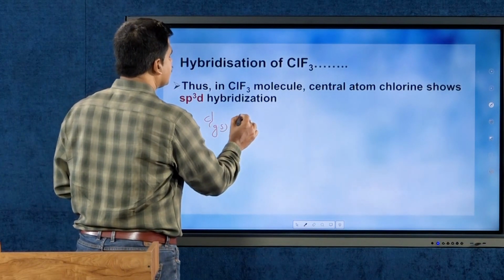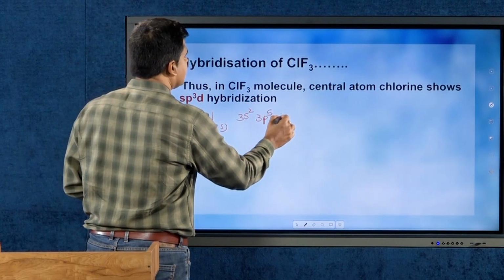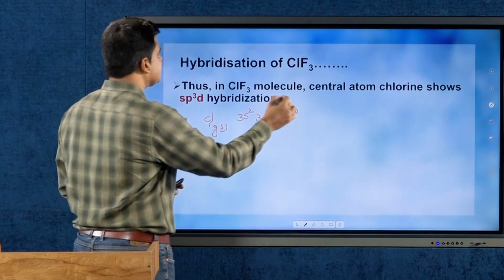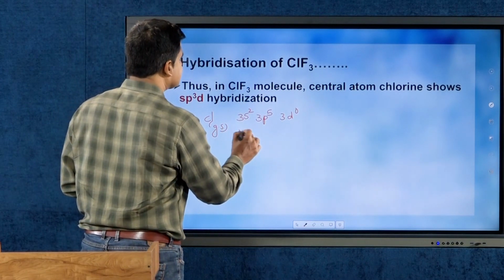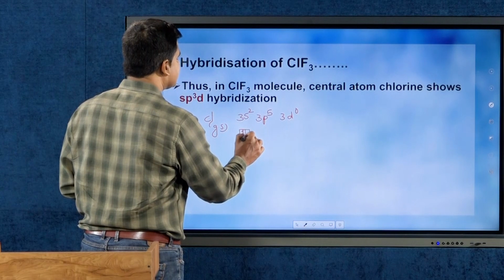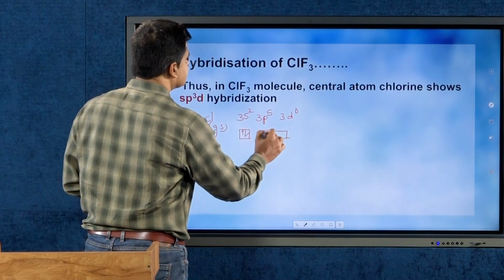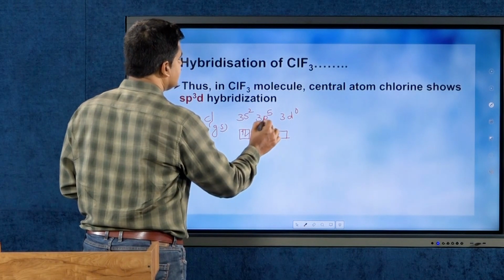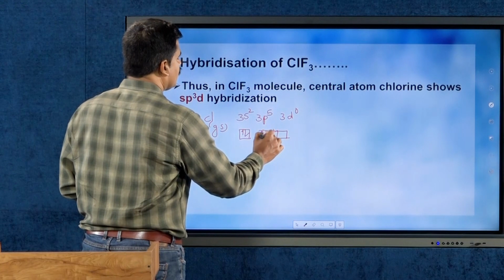The outer shell configuration will be 3s2, 3p5 and 3d0. This will be the ground state electronic arrangement of the chlorine atom, and whenever it is represented in box-wise notation, this is the 3s orbital. So, 2 electrons are there. There are 3 p orbitals, namely px, py and pz. There are a total of 5 electrons there, 1, 2, 3, 4 and 5.